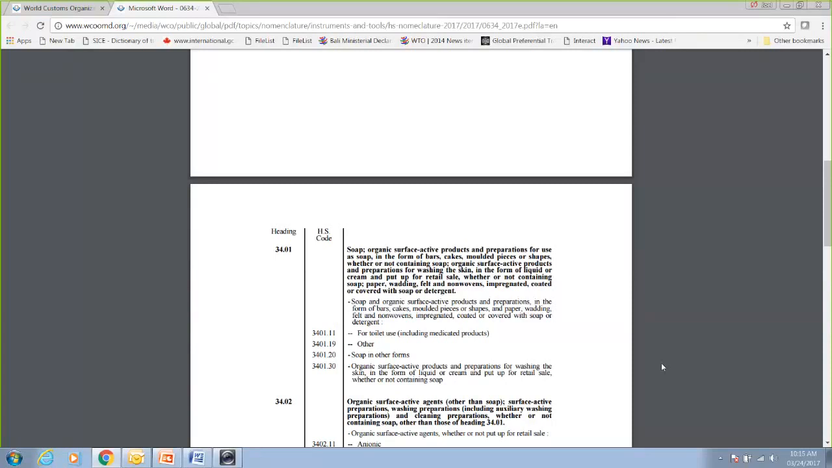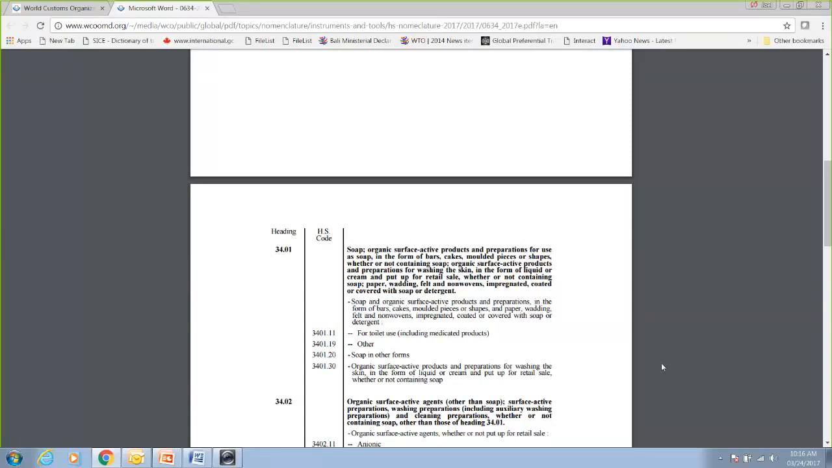So if you want to find out what is the tariff, what is the CET on soap, or what is the tariff that the US or Canada or any other country imposes on soap, what you do is to go to the tariff of that country, pull up chapter 34, look under 3401, which is where soap is covered. And depending on the soap that you are interested in, let us say you're interested in toilet soap, you look at 3401.11. And against that, in the country's tariff, you will notice what the customs duty is.